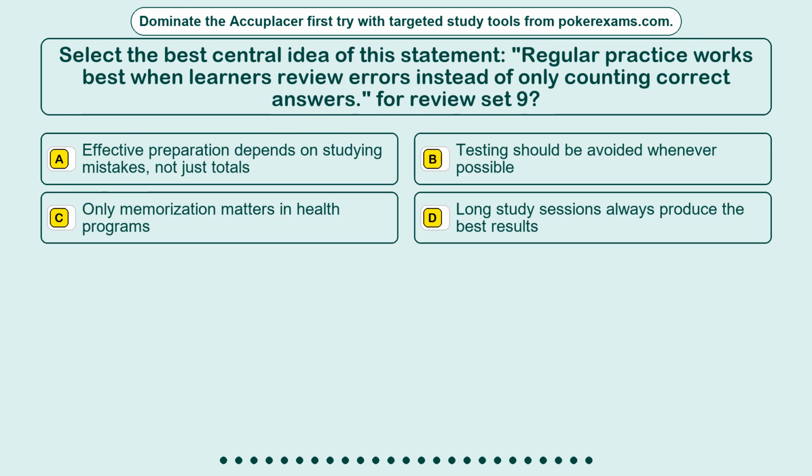Question 13. Select the best central idea of this statement. Regular practice works best when learners review errors instead of only counting correct answers. For review set 9. Option A, effective preparation depends on studying mistakes, not just totals. Option B, testing should be avoided whenever possible. Option C, only memorization matters in health programs. Option D, long study sessions always produce the best results.